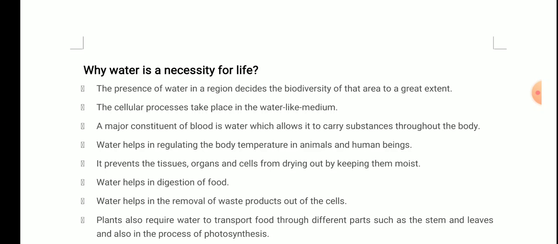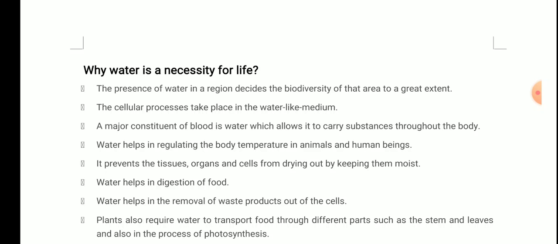It prevents the tissues, organs and the cells from drying out by keeping them moist. Very important, because cells are in continuous need of water. So that's why it prevents the tissues, organs and cells from drying out by keeping them moist. So two points are very important. First, related to the blood: the major constituent of blood is water, so it allows it to carry substances throughout the body, and water helps in regulating the body temperature in animals and human beings.